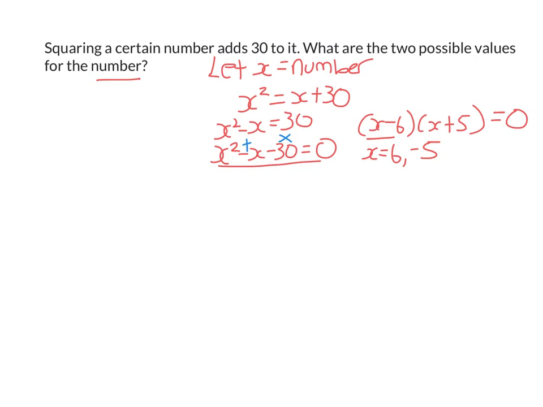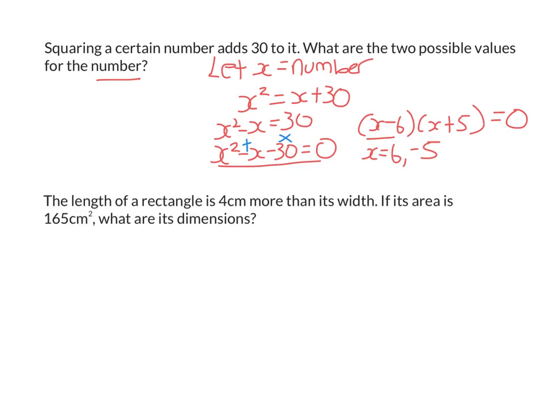So let's look at another worded question. A rectangle has a length that's 4 centimeters more than its width. Area 165, we will find its dimensions. So we always start by letting x equal something we're trying to find. Now in this case, the dimensions mean we want to find its length and its width. We don't want to let x equal the length and y equal the width. We only want one pronumeral. So let's let x equal the width. Then the length will be x plus 4. So it's in terms of x.